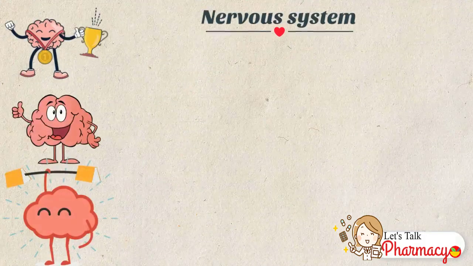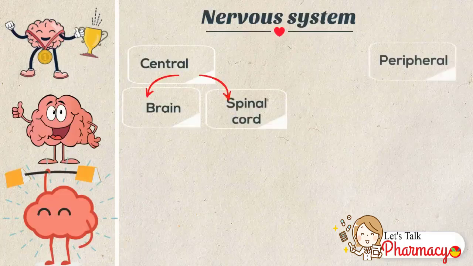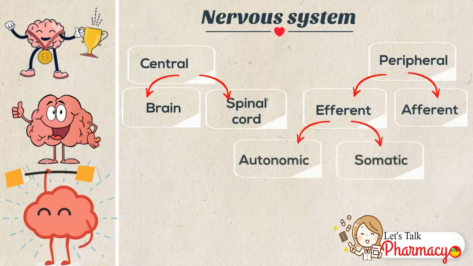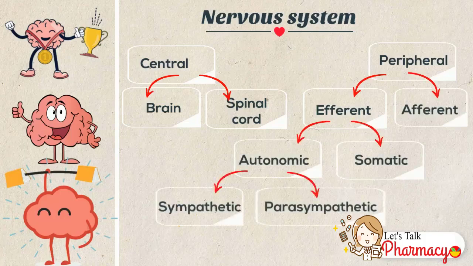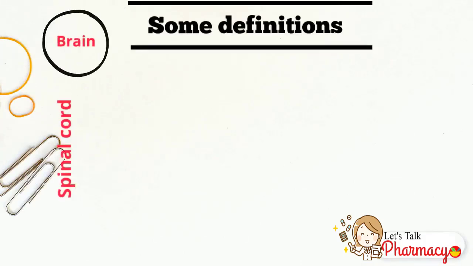So, to sum up all these classifications, the nervous system is either central consisting of the brain and the spinal cord, or peripheral which is either efferent or afferent. The efferent will be further classified to autonomic and somatic, and the autonomic will be either sympathetic or parasympathetic. Now, it's time to know some definitions.